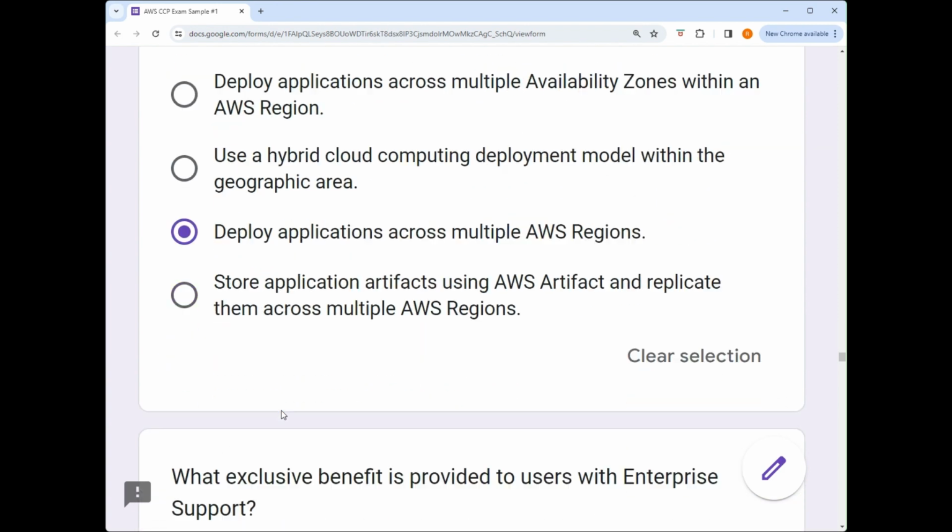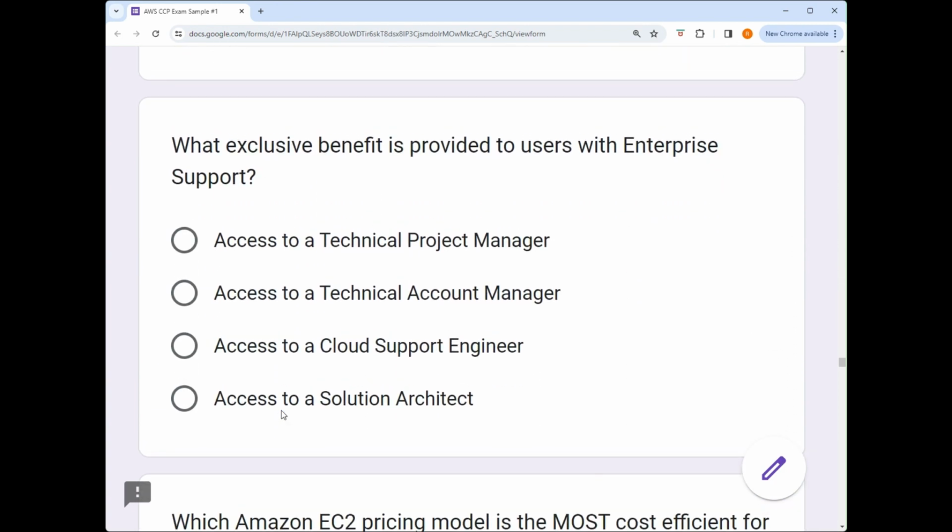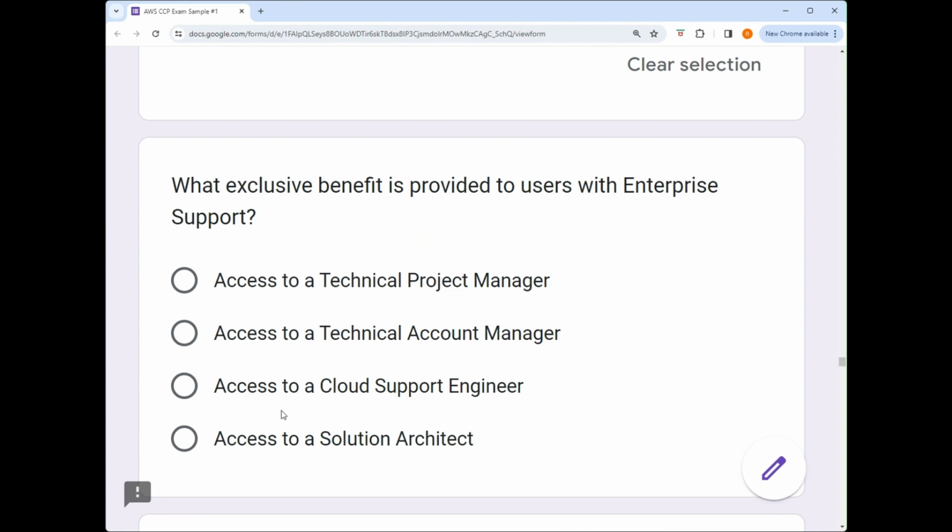What exclusive benefit is provided to users with enterprise support? Access to a technical project manager. Access to a technical account manager. Access to a cloud support engineer. Access to a solution architect. Correct answer: Access to a technical account manager.